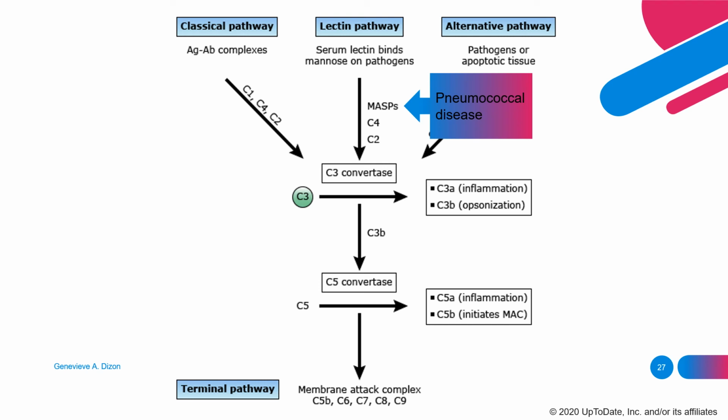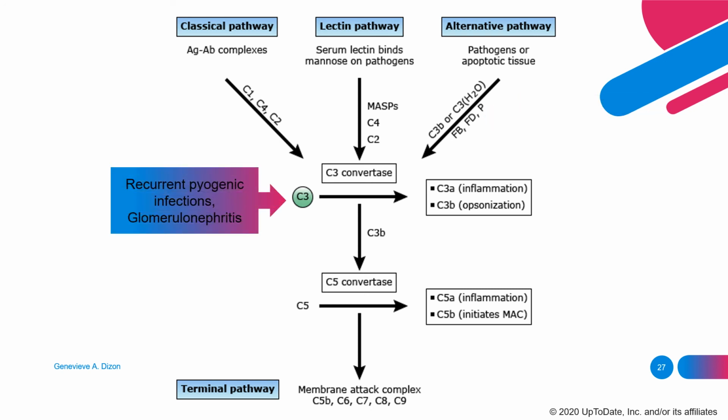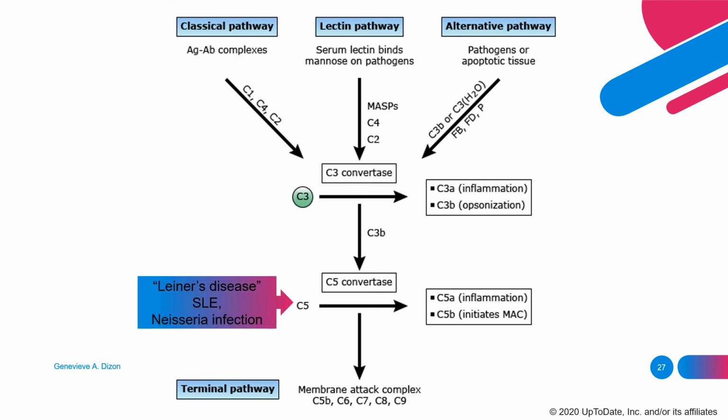MASPs deficiency is prone to pneumococcal disease. Properdin and factor D are associated with pyogenic and Neisseria infections. A deficiency of C3 leads to severe, recurrent pyogenic and respiratory infections. Included herewith is glomerulonephritis. C5 dysfunction, also known as Leiner's disease, is predisposed to skin and bowel infections characterized by edema. This is also seen in patients with SLE and are prone to Neisseria infections.